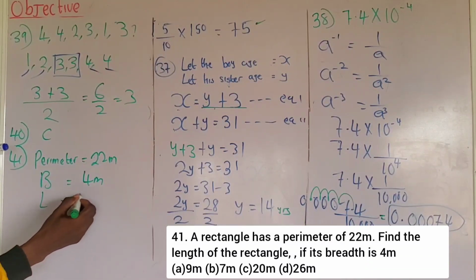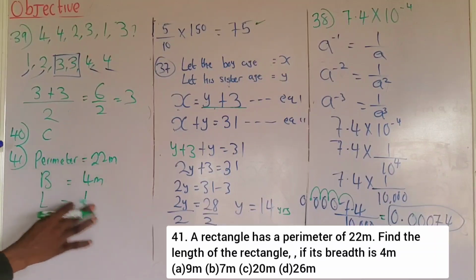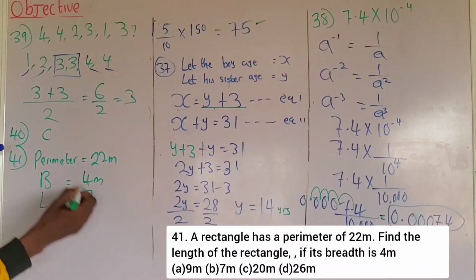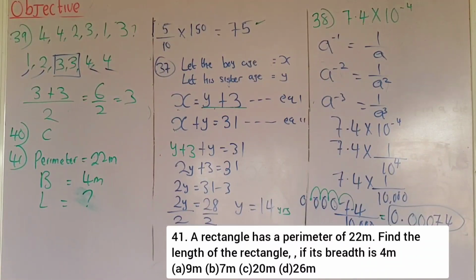Now, we are asked to find the length. We don't know the value of the length, so let us put a question mark. How do we find the length of this rectangle? You know that the formula for the perimeter of a rectangle is: perimeter is equal to 2 open bracket L plus B. We know the breadth, but we don't know the length. So, by solving this equation and substituting the value of breadth as 4 meters, we can easily determine the length.